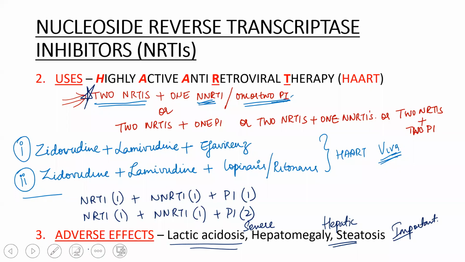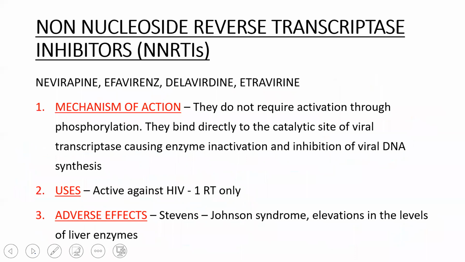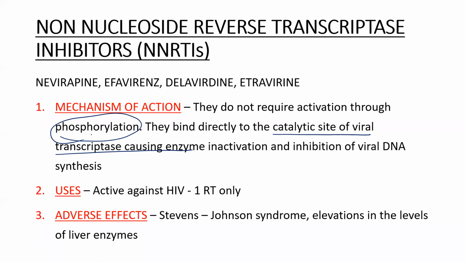Now quickly moving on, let us talk about the non-nucleoside reverse transcriptase inhibitors. As we have already discussed, they act at the catalytic site of the viral transcriptase enzyme, right? So they do not require activation through phosphorylation. That means they do not get converted into the triphosphate forms, right? And the moment they enter, they cause inhibition of the viral DNA synthesis by acting at the catalytic site. Remember this point, this is quite important. Now uses, they are active against HIV-1 reverse transcriptase only.